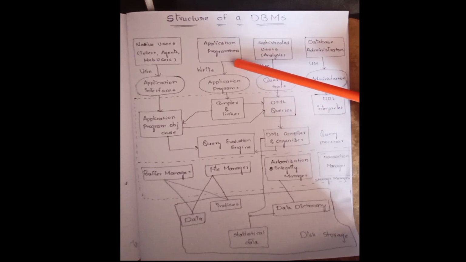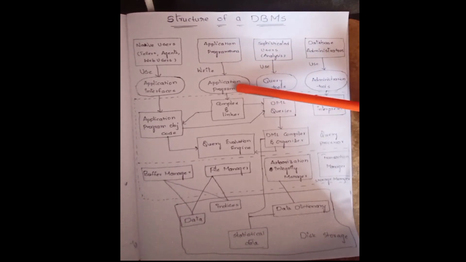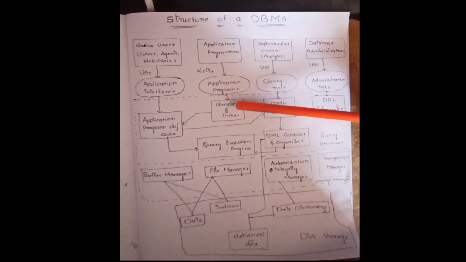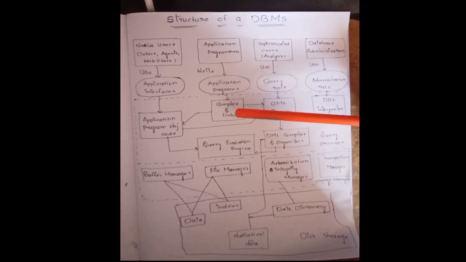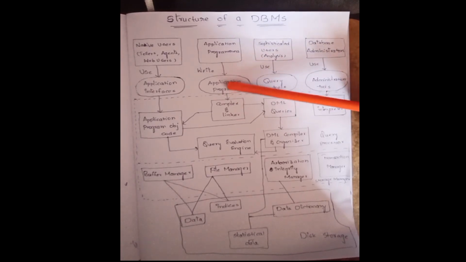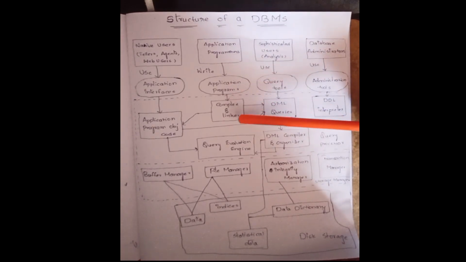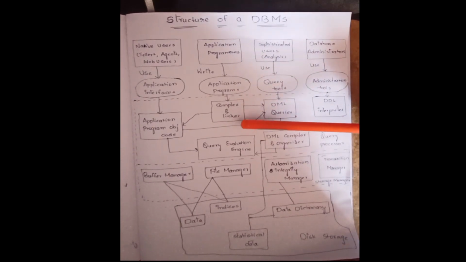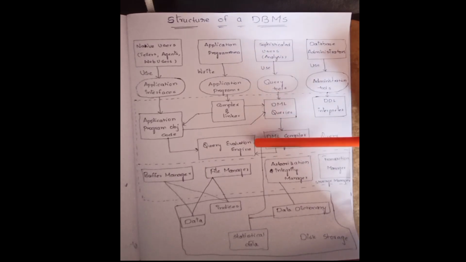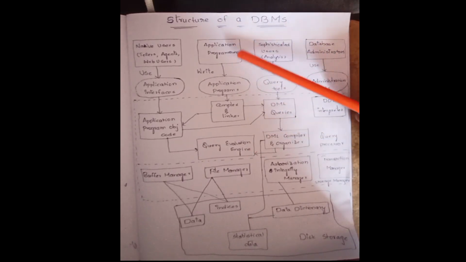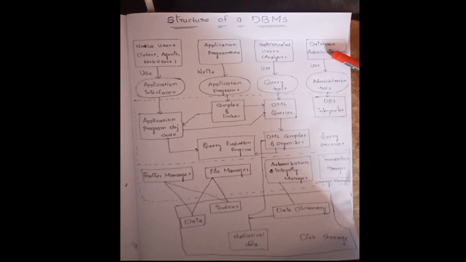These application programmers write the application programs that need to be compiled and linked. So this compiler generates the object code, and this object code then interacts with the query evaluation engine. And what about these two guys, sophisticated users and database administrators?